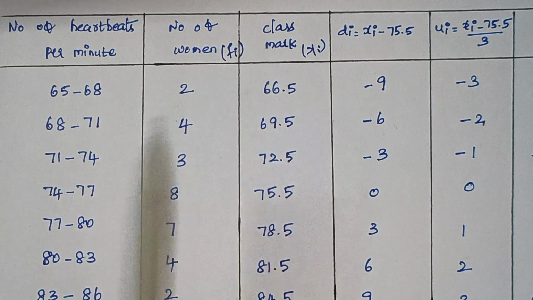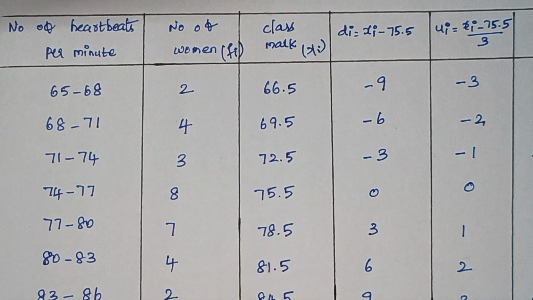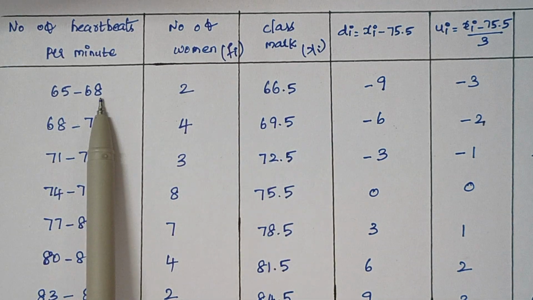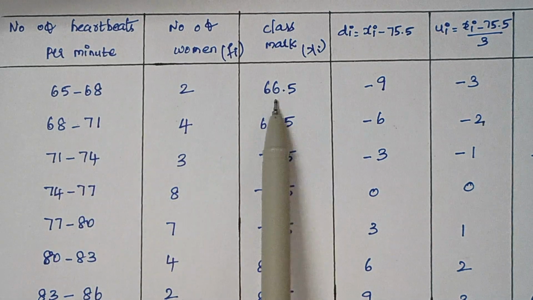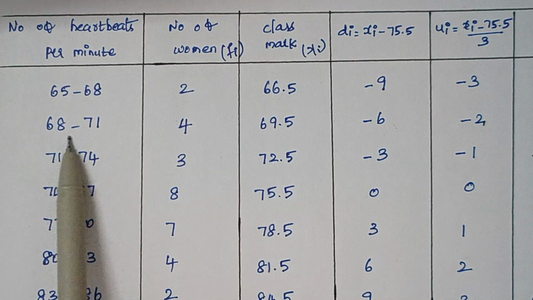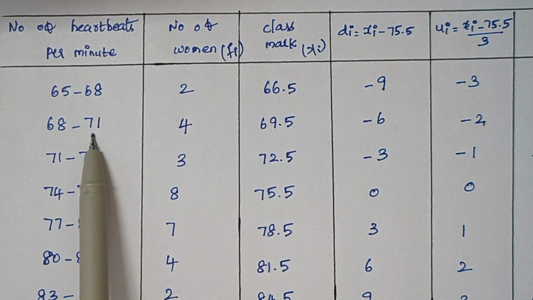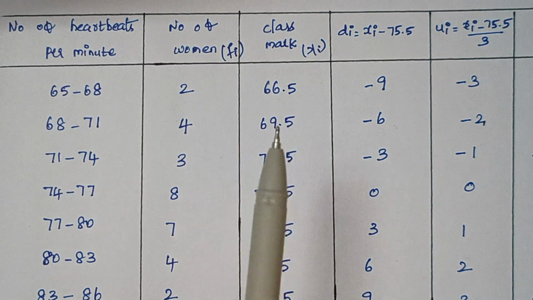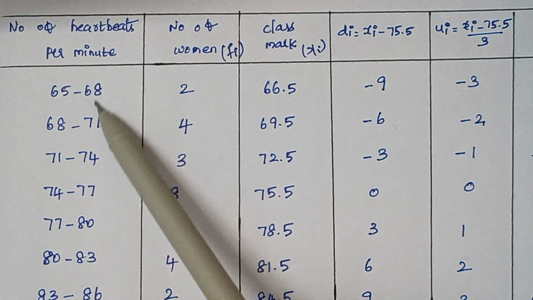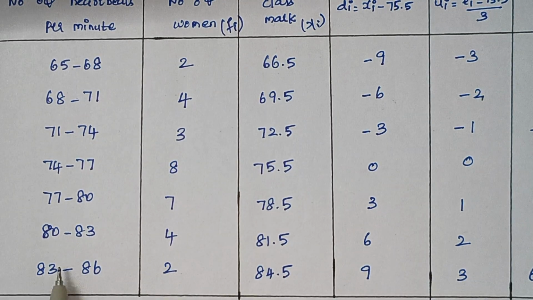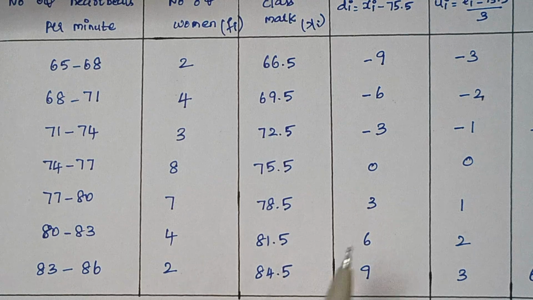And the next thing is we are going to calculate the value of xi. When you find xi, you just have to take the average, right? So 65 plus 68 divided by 2 gives you 66.5. Similarly, again the same thing, 68 plus 71, the whole divided by 2 gives you 69.5. So just take the average for all the intervals given in the problem, and that gives the value of xi here.